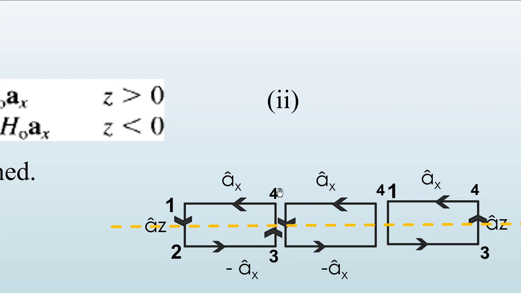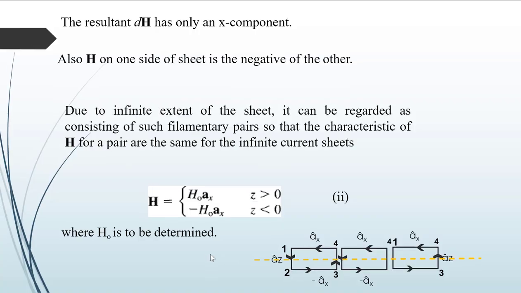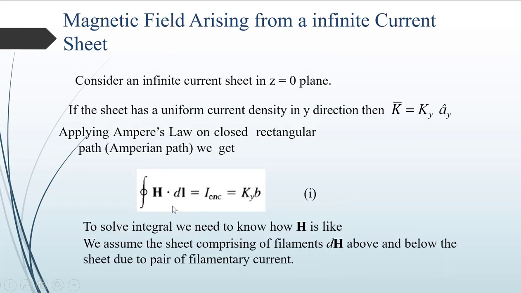So we have to consider two parts to find H above the xy plane and H below the xy plane. That is why H can be divided into two regions: H naught ax cap for z greater than 0, meaning above the xy plane, and minus H naught ax cap for z less than 0, below the xy plane. So what is H naught we have to first determine, and then we can find out the closed integral of H dot dl.